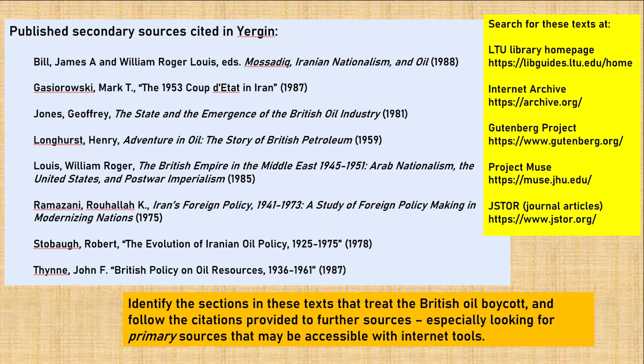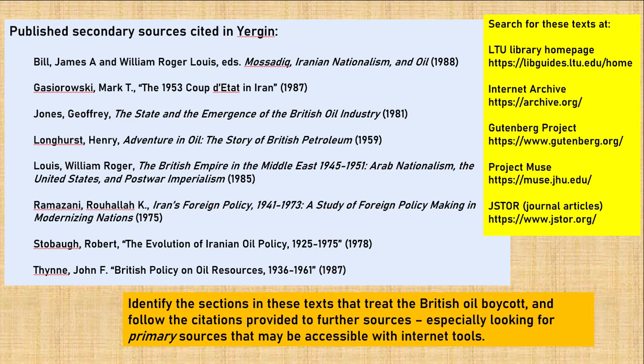Now, these are all sort of classic academic texts, right? Classic secondary sources. I'm not going to read all of these in their entirety. First of all, I would think I was lucky if I could actually get my hands on half of these, right, by searching for them. When I actually look at the text, I'm just going to skim the table of contents, the chapter titles. I might flip through and look and see if there are maps and images that tell me the subject matter. I'm going to look in the index for the British oil boycott and just review those sections, right?